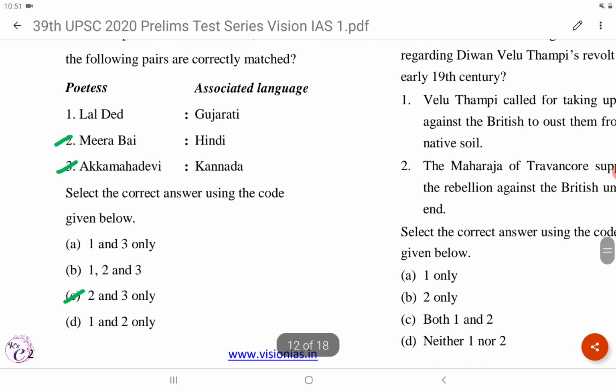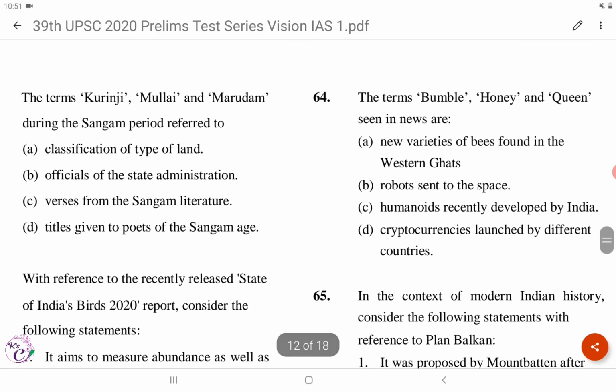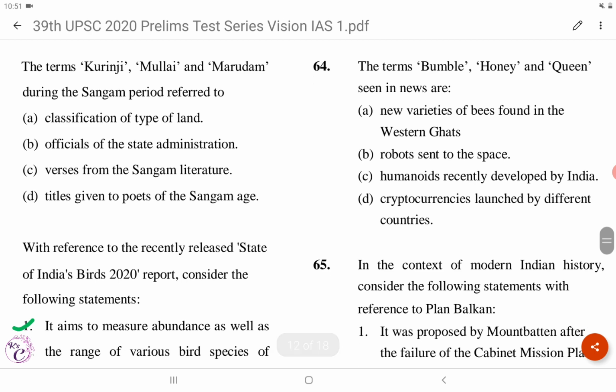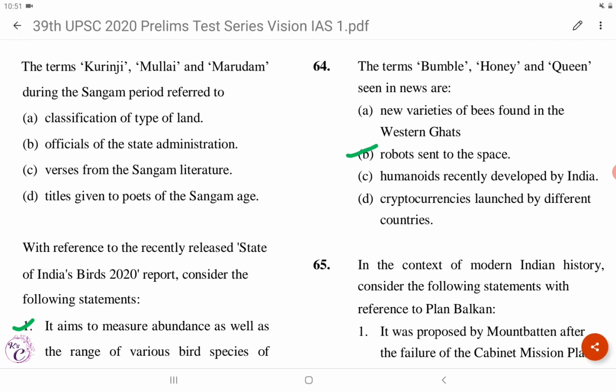Now let's come to question number 64. The terms Bumble, Honey, and Bee seen in news are: A, new varieties of bees found in the Western Ghats; B, robots sent to the space; C, humanoids recently developed by India; D, cryptocurrencies launched by different countries. So the correct answer is B, that is robots sent to the space.